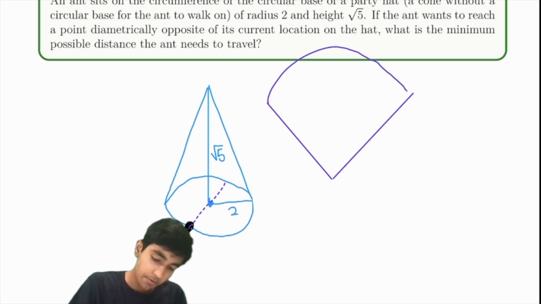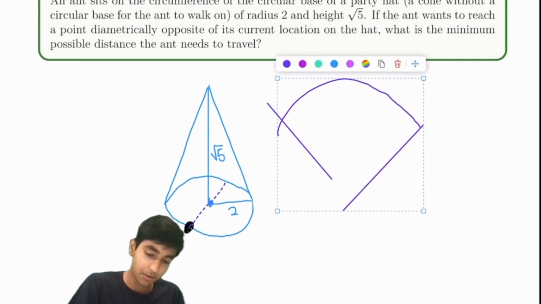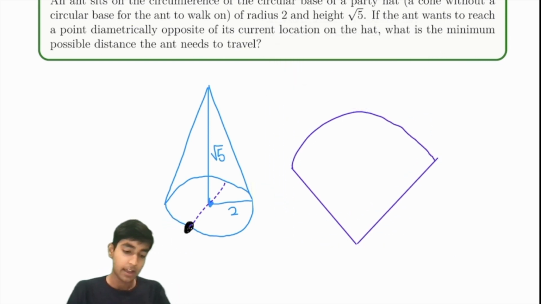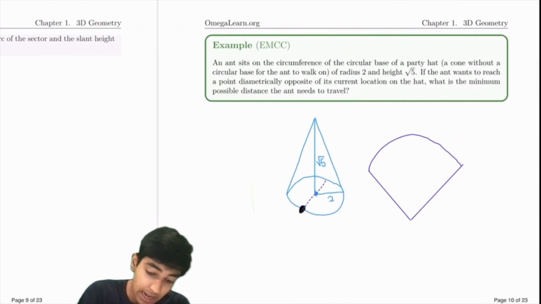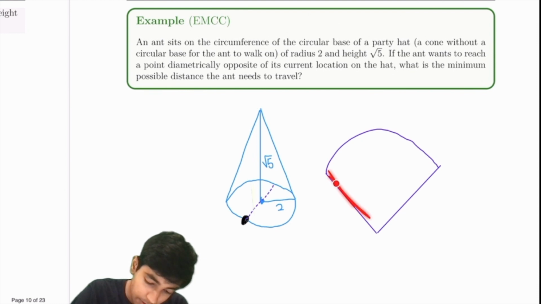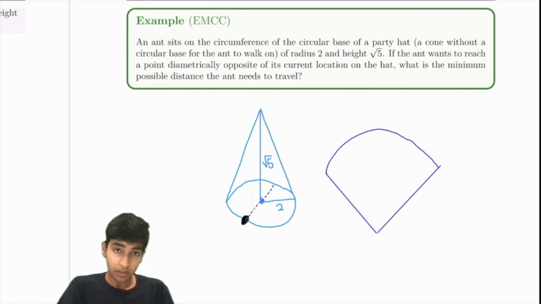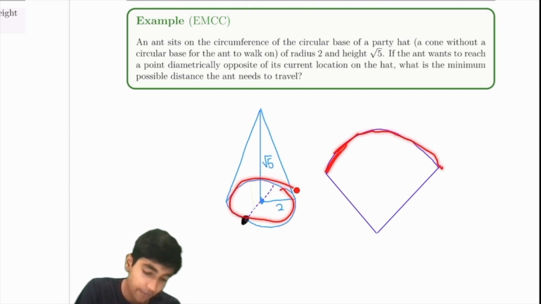And boom, we've got a sector for our cone. Oops, that's not supposed to happen. Okay, and we're given the height, and the special properties of this sector are that the radius of this sector equals the slant height of the cone, and we would also have that the length of this arc over here equals the circumference of the circle.